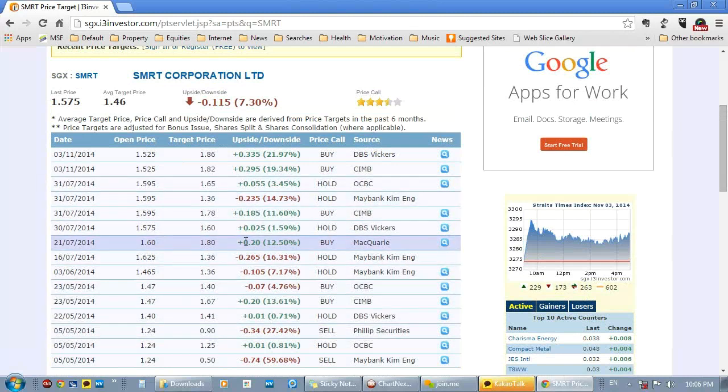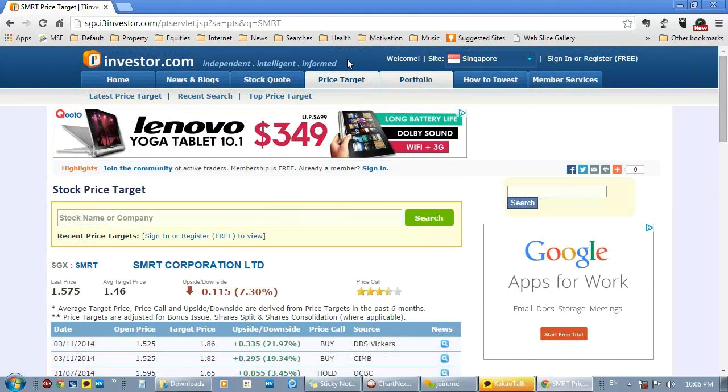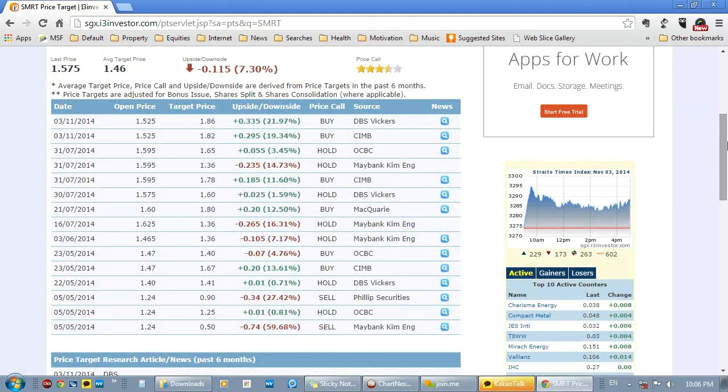Okay, so just to let you all know, this website, sgxi3investor.com. Okay, then go to price target. Then you can actually see the price target for the different brokers. Okay, but you can see from here that you cannot follow 100%.